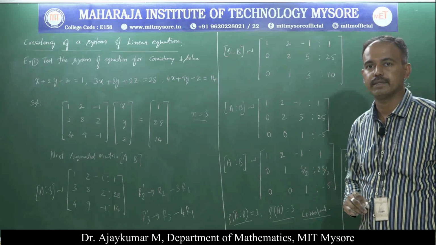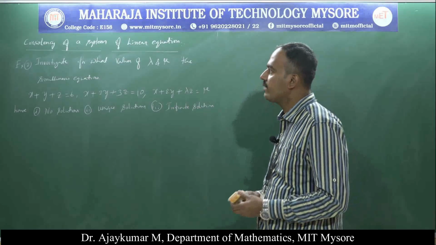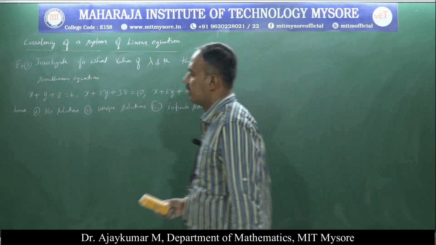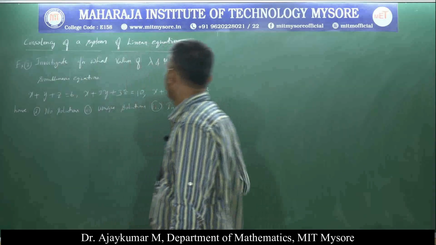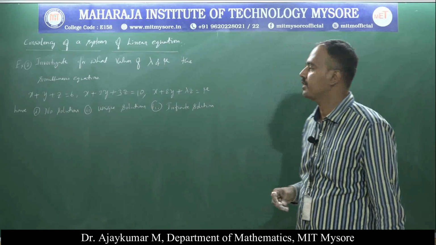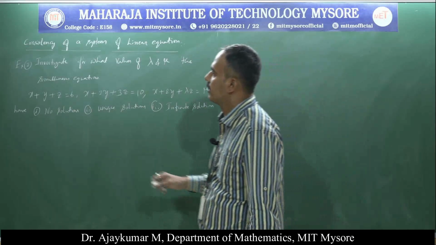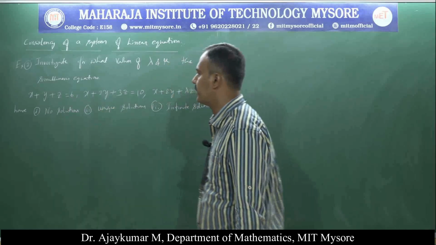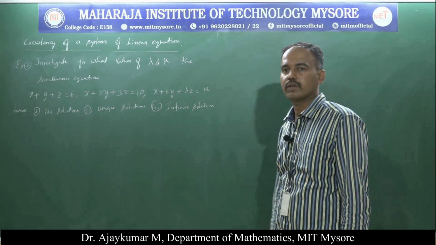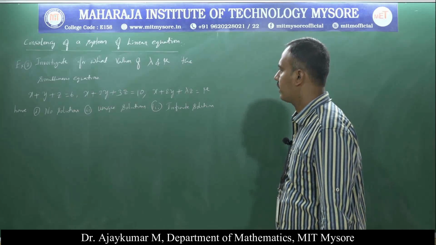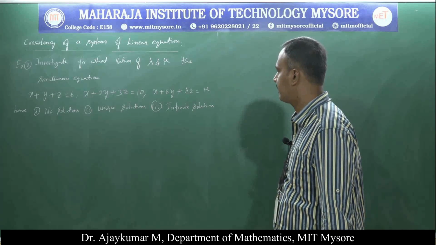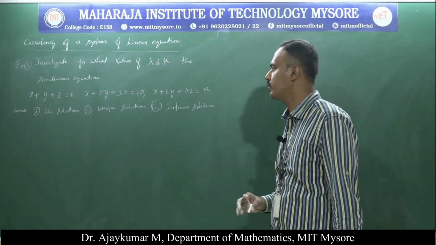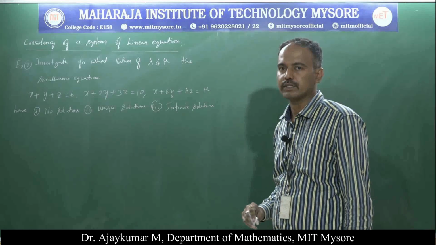Next example, the second one: investigate for what values of lambda and mu the simultaneous equations x plus y plus z is equal to 6, x plus 2y plus 3z is equal to 10, and x plus 2y plus lambda z is equal to mu have no solution, a unique solution, or infinite solutions.